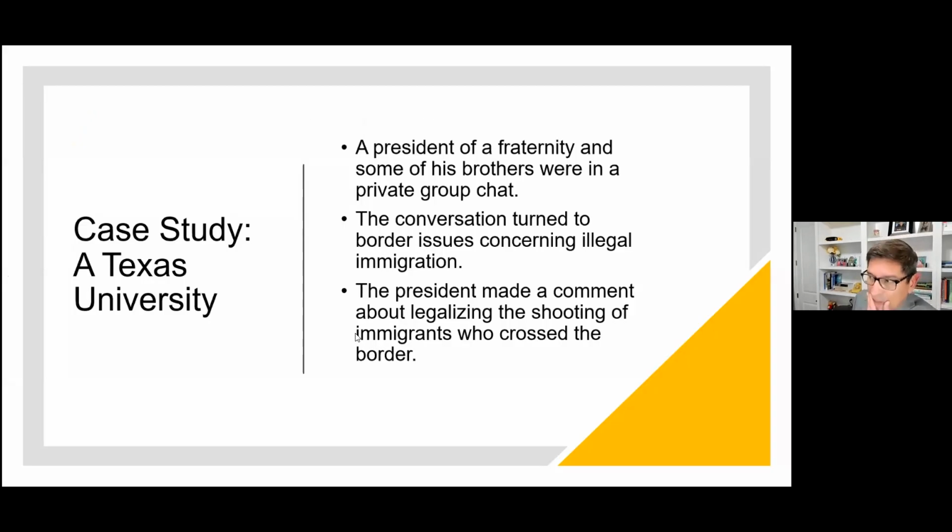Here's a case study real quick. It's a major university. I won't tell you which one it was, but you might know, because you might have heard it. It was on the news and it made national news. A fraternity president made some pretty horrible comments. He was chatting with his brothers in a chat group. Basically, he was talking about shooting illegal people crossing the border and making it legal, taxing it. In his words, it's a win-win for everybody. That chat was made public by one of his brothers. And I'm sure you can imagine what happened after that.